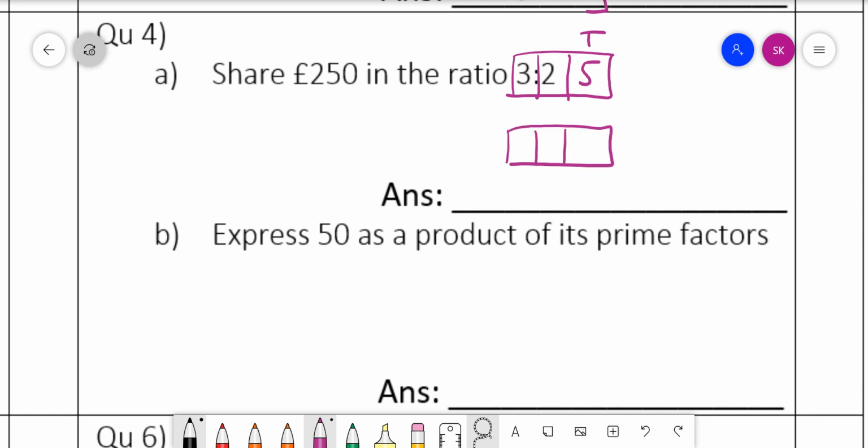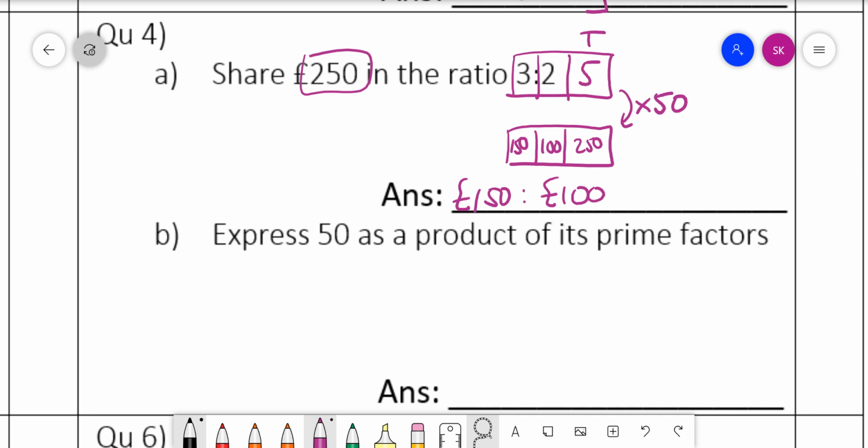Actual total is this £250, so I'm going to write that underneath the 5. And the connection from 5 to 250, well, the connection from 5 to 25 is times 5. So the connection from 5 to 250 must be times 50. 3 times 50 is 150. 2 times 50 is 100. So now I'm going to write it nicely with the pound signs, £150 to £100.